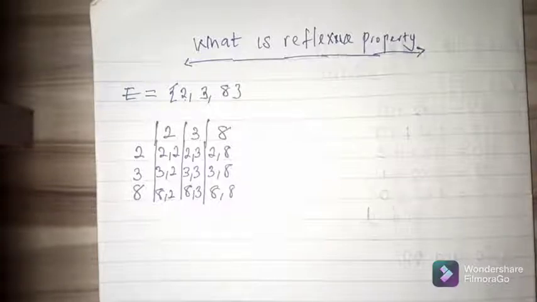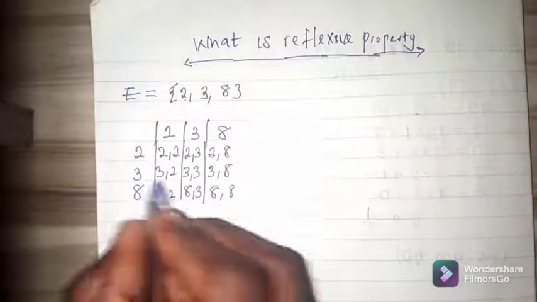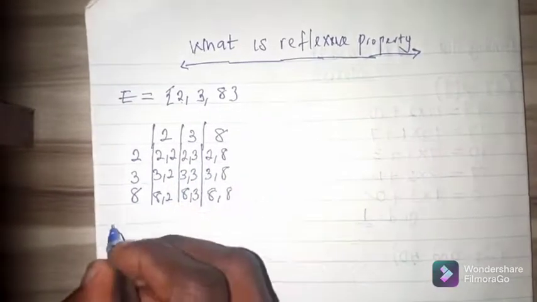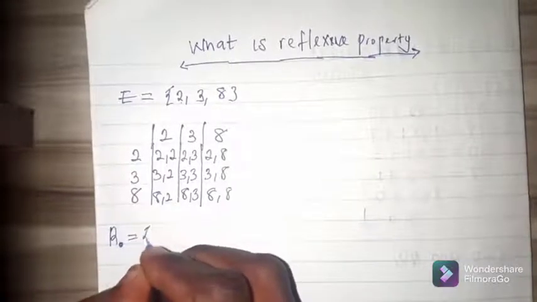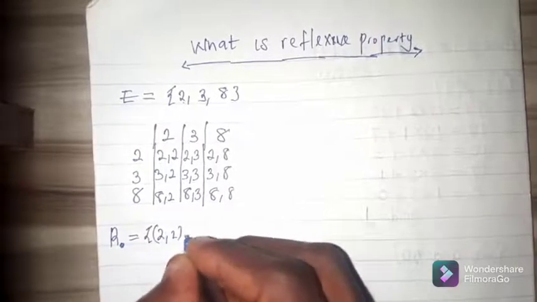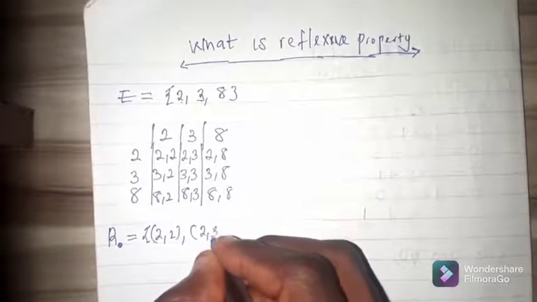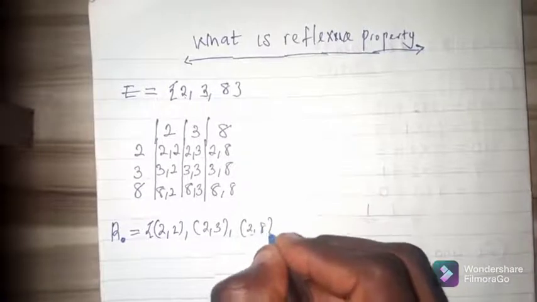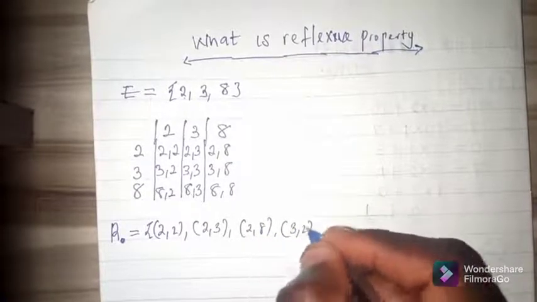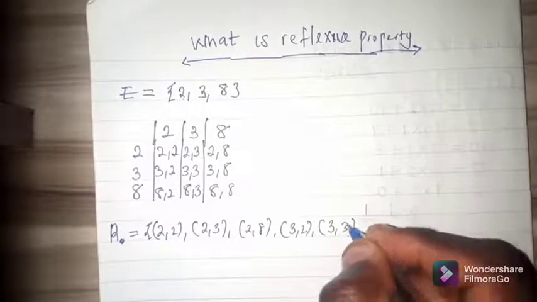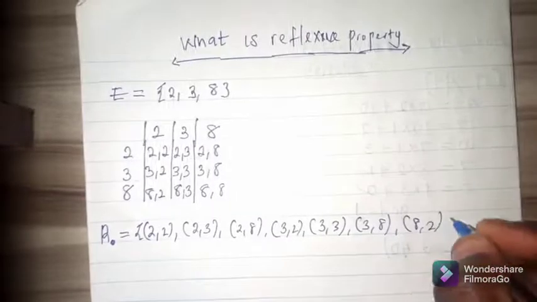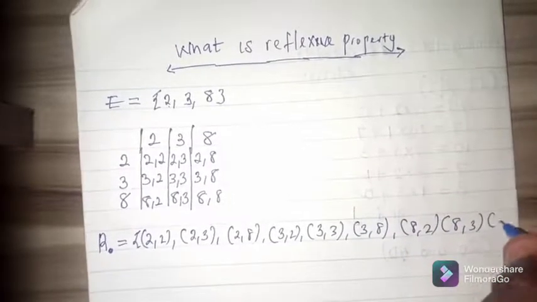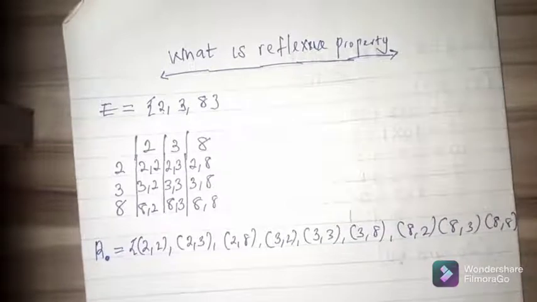Before we go to the main definition, let's list the relations that we have. Let's call it relation R. Let's say R naught contains 2,2; 2,3; 2,8; 3,2; 3,3; 3,8; 8,2; 8,3; 8,8. These are the relations that we have.